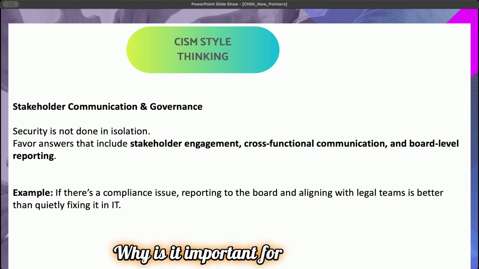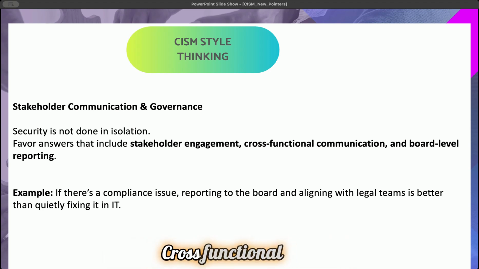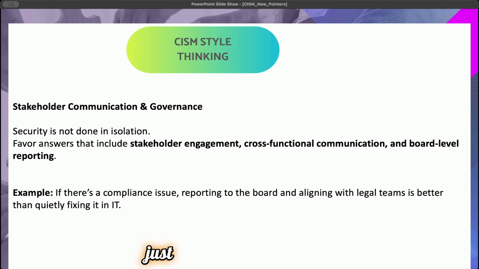Why is it important for CISM? Stakeholder engagement ensures buy in, shared responsibility, and clarity in risk ownership. Cross functional communication breaks down the silos and improves the effectiveness of policies, incident response, and training. And board level reporting builds trust, supports funding, and ties the security to strategic goals. So, CISM is about influence and alignment, not just implementation.